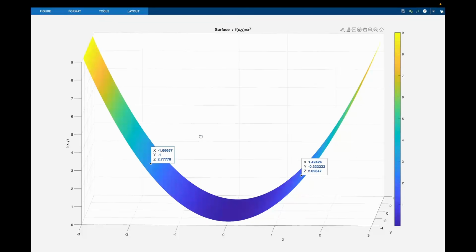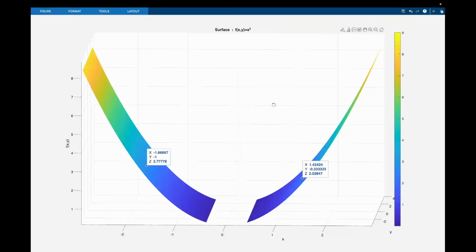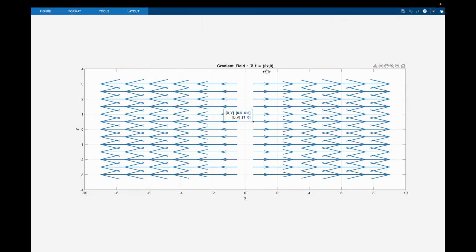That's how, intuitively, you can say at this point the gradient will be pointing in this direction for all negative values of x, and for the positive values of x, the gradient will be pointing in this direction. As it is not having any y component, the gradient will be only pointing in the x direction. And mathematically, if you see the gradient distribution, it's nothing but 2x comma 0.